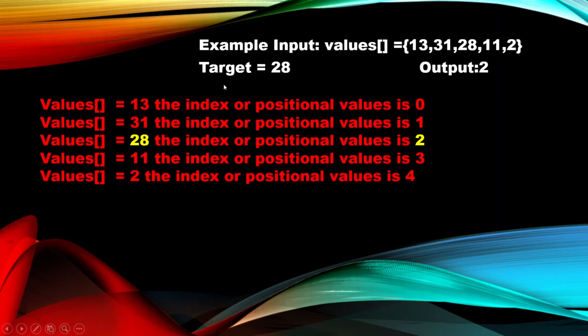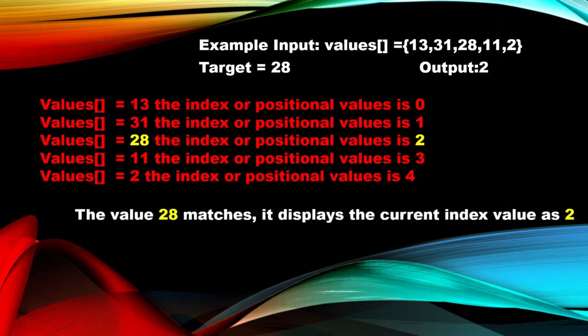So since our target is 28, the value 28 falls at the index value, or the positional value, 2. So that is why we find the value 28. When the value 28 matches, it displays the current index value as 2. That is why, when we give the target 28, we get the output as 2.